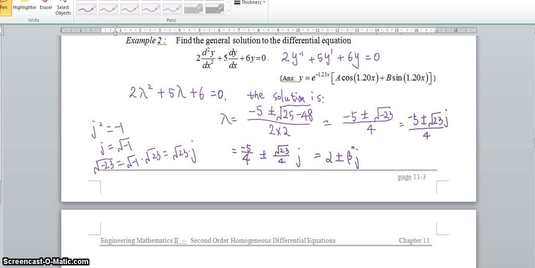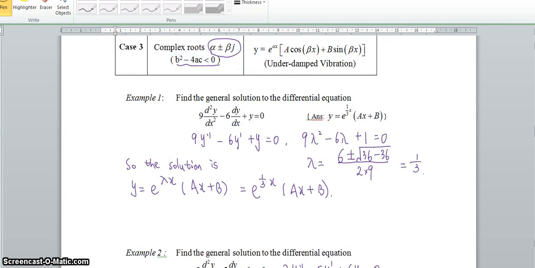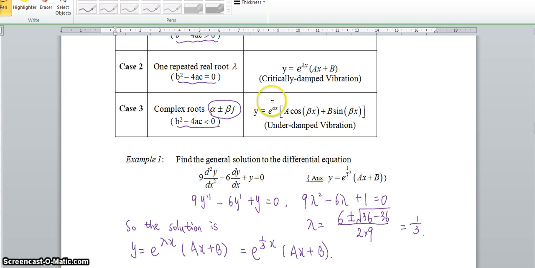And we know the value for alpha should be negative 5 over 4, and the value for beta is root 23 over 4. Once we know these two values, the general solution can be written in this way, according to the table. Okay? That's for example 2. Can you finish up this example by yourself?